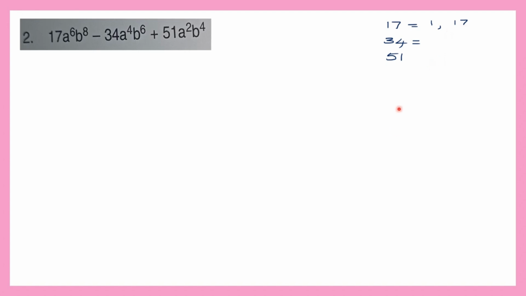It will be a factor of 51 also. So let's see that. Now 17 into 2, 2 and 17 will give us 34. 3 and 17 will give us 51. So 17 is the common factor. Okay, so let's take out 17 here. So I'm going to take 17 out and in brackets I'm going to put the rest of it.